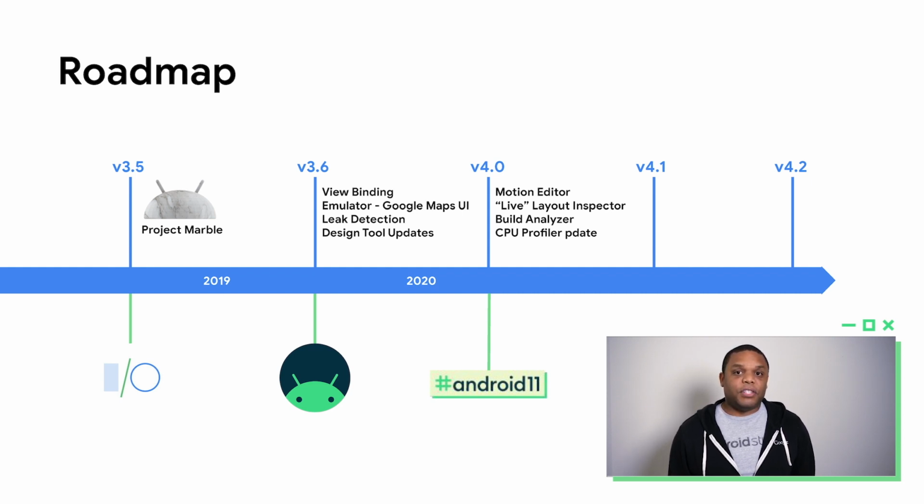We are excited that we just launched Android Studio 4.0 into the stable release channel just a couple days ago, which features a new motion editor for creating animations, a live layout inspector to aid in debugging your app UI, a build analyzer which suggests pro tips to improve build speed, and a big update to the CPU profiler. We will show a few of these in action today.